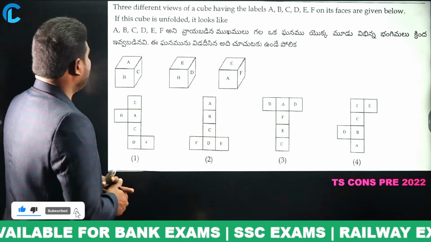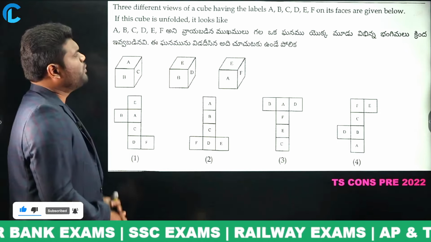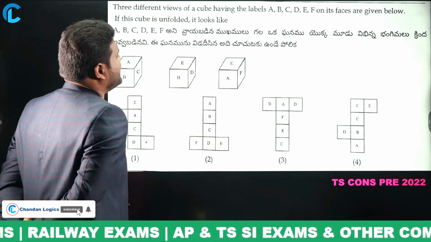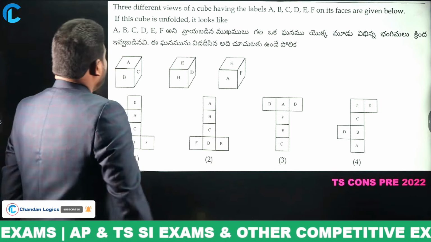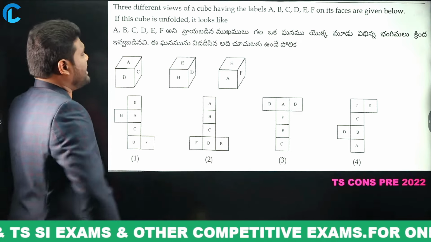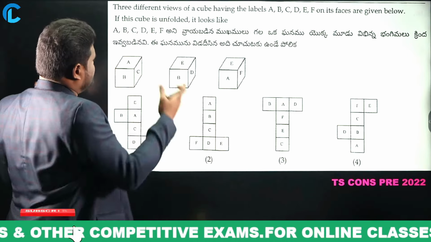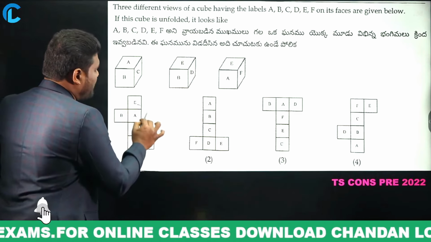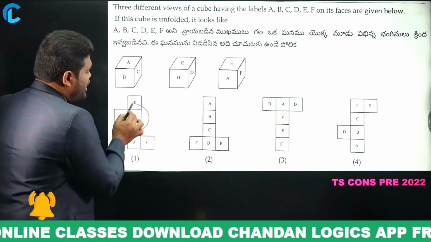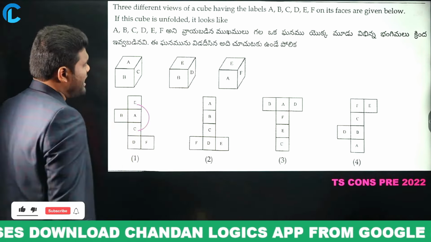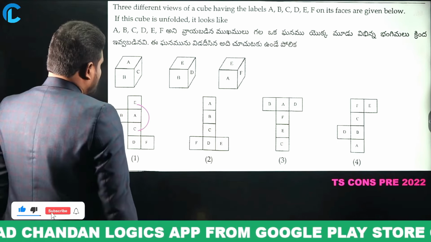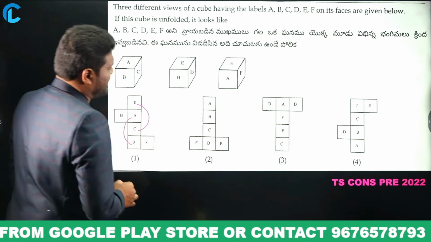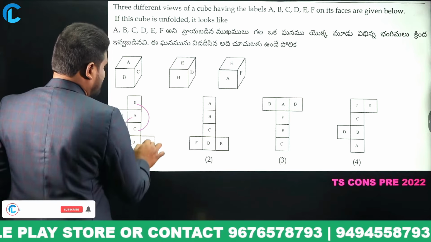Here what they are asking: 3 different views of a cube having the labels A, B, C, D, E, F on its faces are given below. If this cube is unfolded, how is it going to look? Simple. Now if you observe here, E opposite to what? According to the first one, E opposite is C. Next, A opposite is D. Next, B opposite is F.